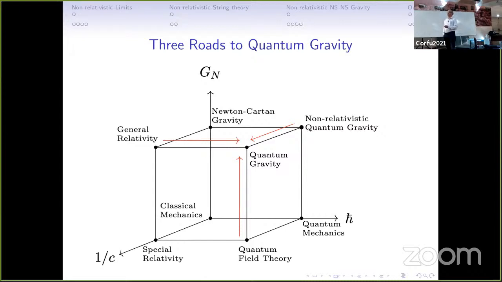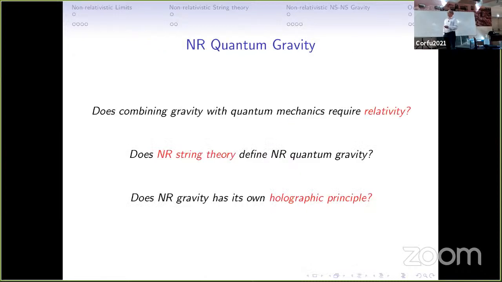And that leads to interesting questions. First of all, if you try to solve quantum gravity, do you really need relativity? Is it essential? That is a question that you have to try to answer. And then, is non-relativistic string theory a possible candidate for non-relativistic quantum gravity? And if it all works and exists, could you even work out a non-relativistic version of the holographic principle, where in this space-time itself you also have non-relativistic gravity, and you're not looking at solutions of general relativity with non-relativistic isometries.